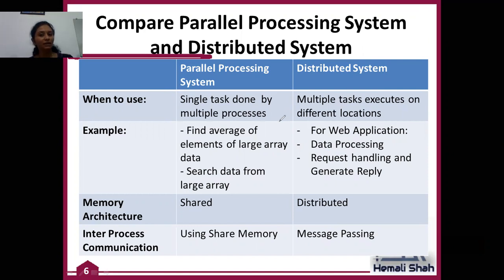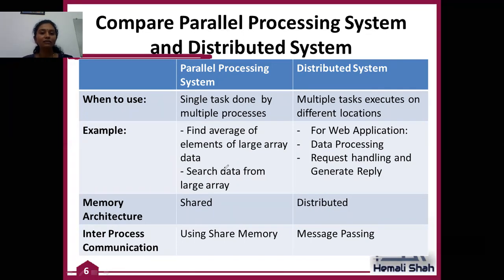Whenever you have multiple tasks and you want to execute them in different locations, you should use the distributed system concept. An example of a parallel processing application: find the average of the elements of a large array. You have an array of data and you want to find the average of all the elements, but the number of elements is in the thousands, even 1 lakh.